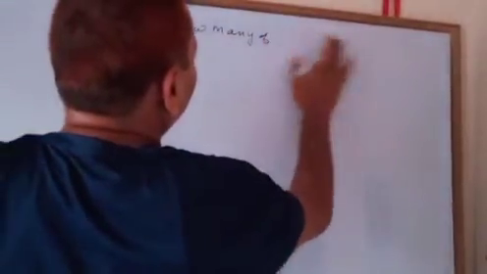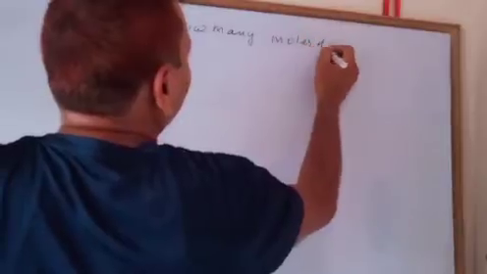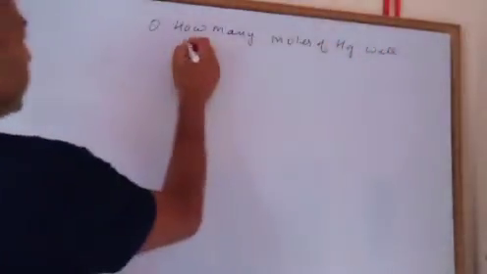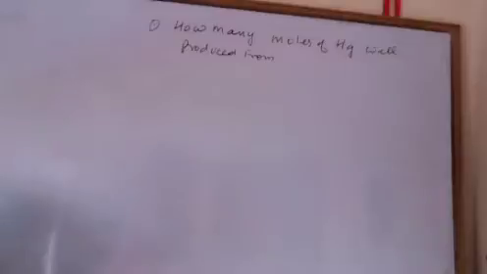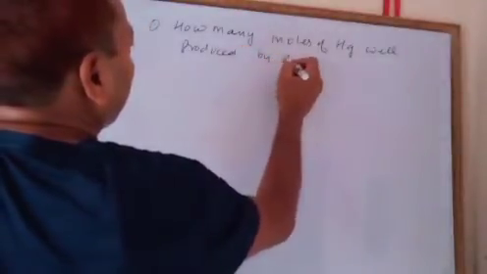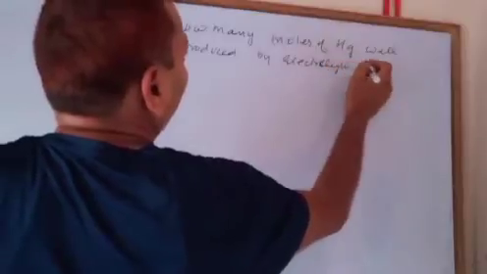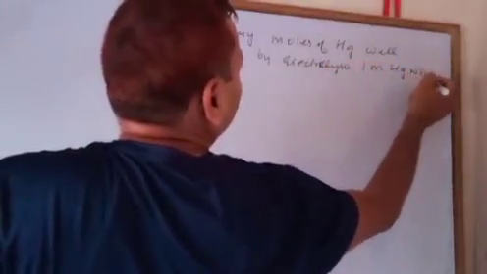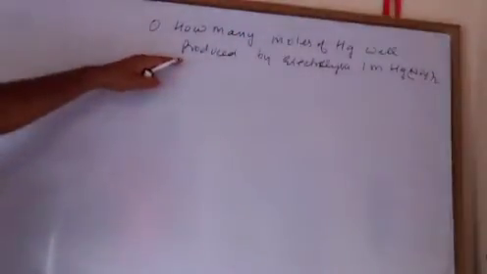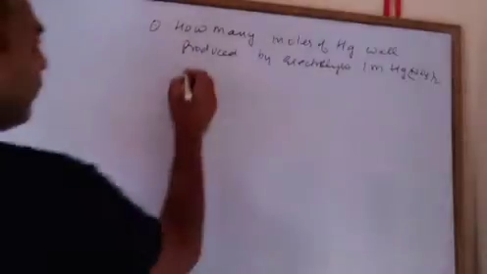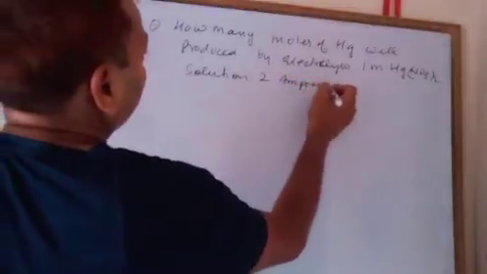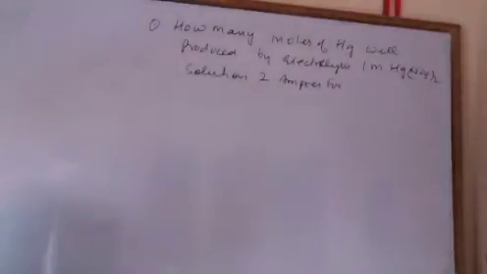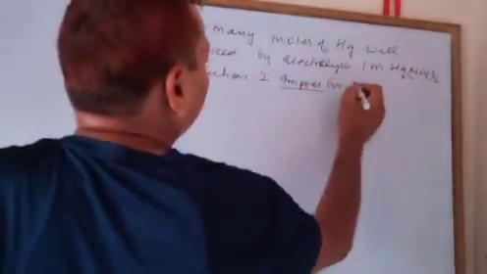How many moles of mercury will be produced from mercuric nitrate by electrolysis of 1 mole solution with a current of 2 ampere for 3 hours? 2 ampere for 3 hours.